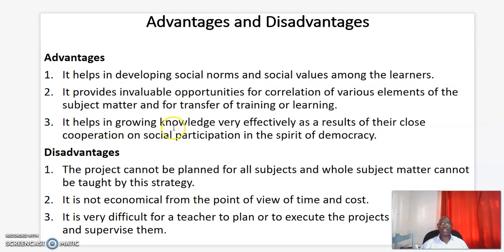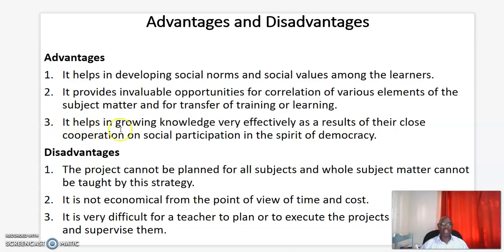Now, I want us to look at the advantages and disadvantages of using project method of teaching. First, advantages. 1, it helps in developing social norms and social values among the learners. Number 2, it provides invaluable opportunities for correlation of various elements of the subject matter and for the transfer of training or learning.